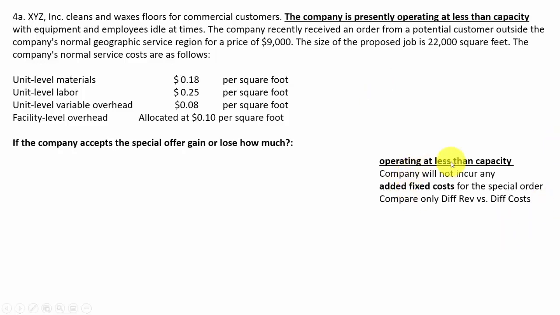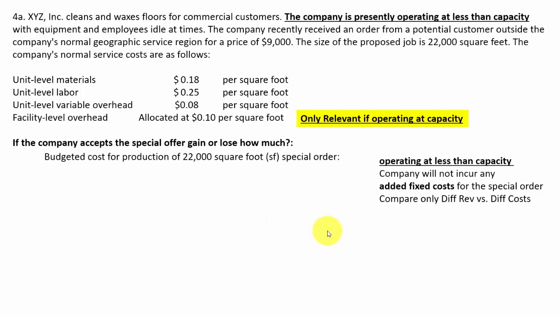Again, operating at less than capacity, the company will not incur any added fixed costs for the special order, so you compare only the differential revenue, which is this $9,000, to any differential costs. The factory level overhead allocated at 10 cents per square foot is only relevant if we were operating at capacity, but we're not. So that is not information that we need to use. The budgeted cost for production of 22,000 square feet, this special order, would be as follows.